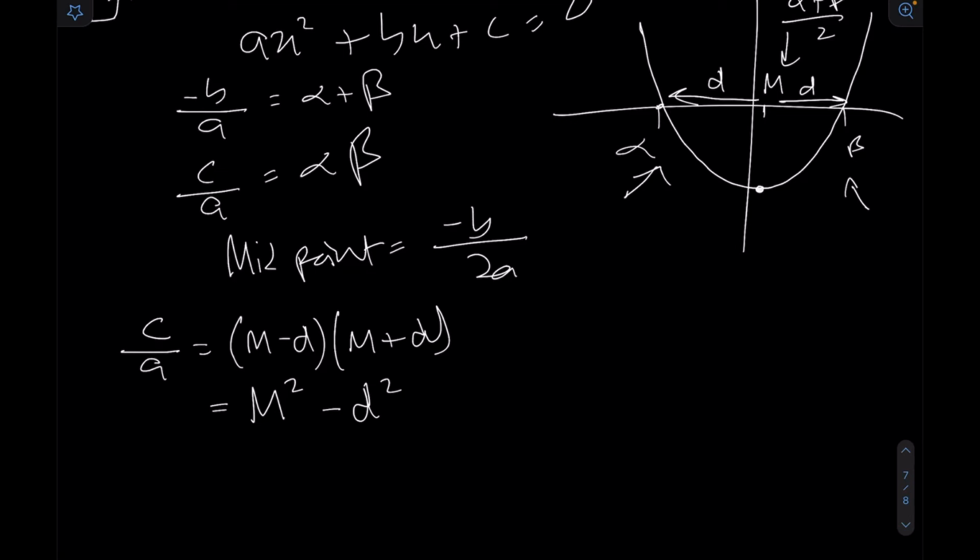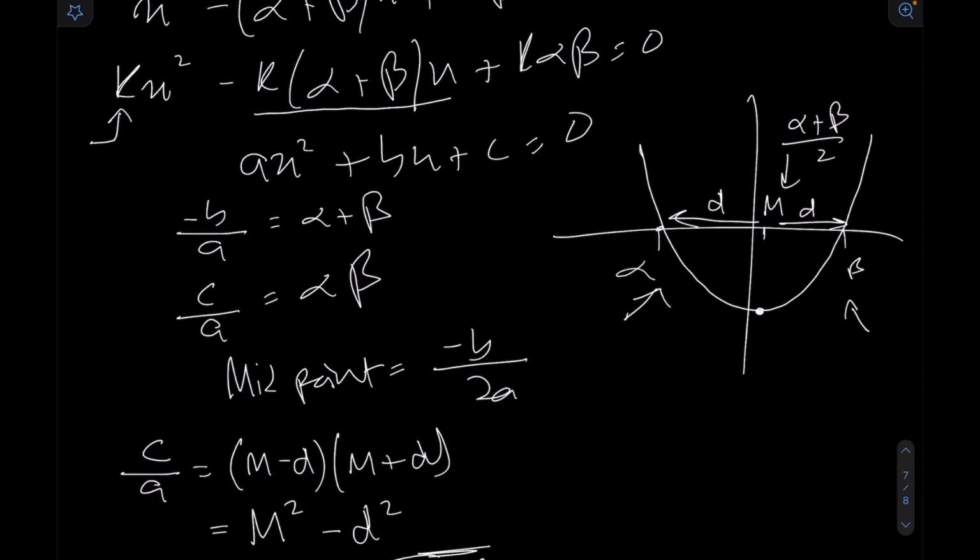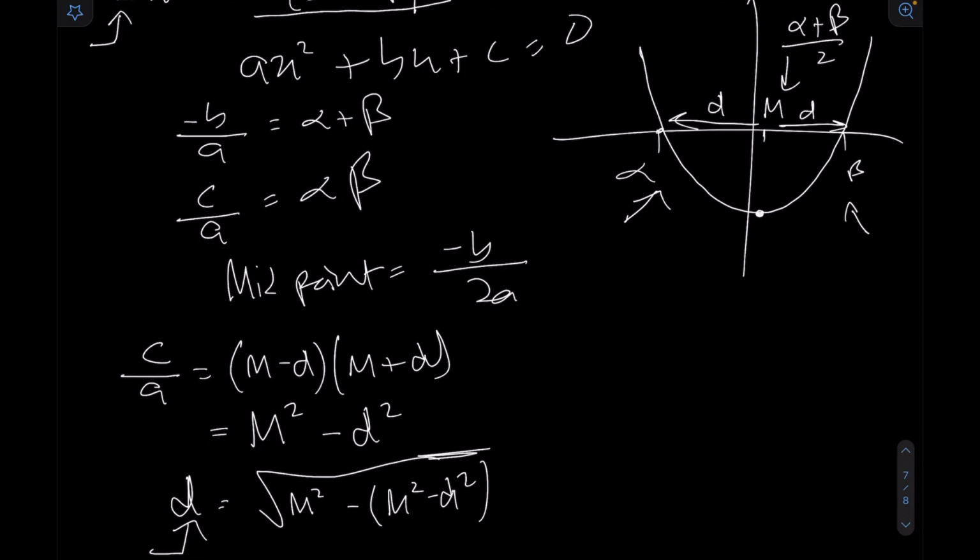And so if we are interested in determining the distance from the midpoint, d is basically the square root of m squared minus c over a, which is m squared minus m squared minus d squared, right? You can just do simple simplifications to see that this would equal d. So now we're at this stage that we have determined the midpoint in terms of these a, b, c, and we have also determined the distance in terms of these a, b, c.